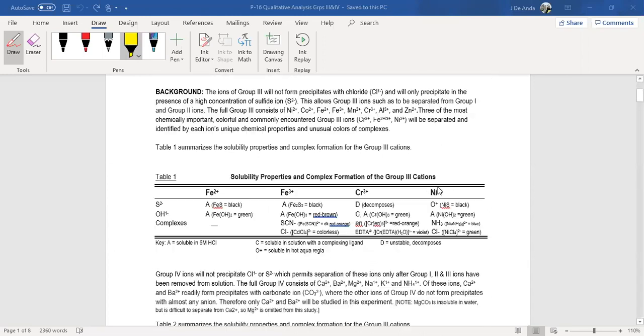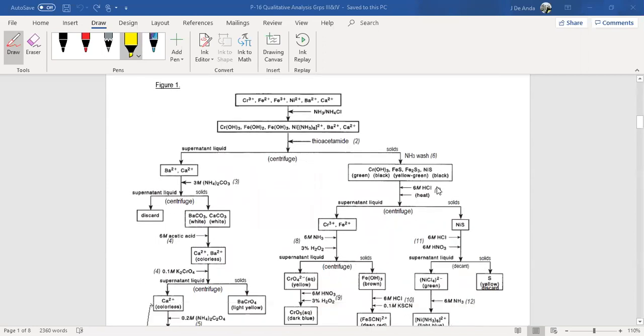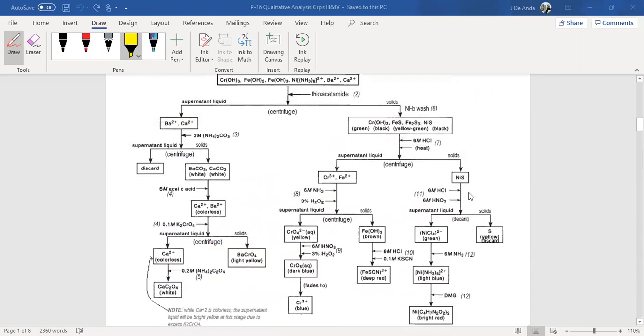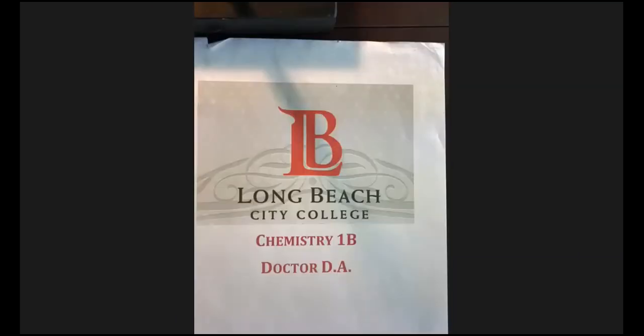Now for this particular experiment, we're going to be using two groups at the same time, groups 3 and 4. And because of that, the flow chart seems a little more complicated. You can see it here on this page. This is page 62. And it's more complicated essentially because you are tracking two threads here, two sets of ions. Group 3 here on the left, and group 4 here on the right, okay? So let's do this. Let's go to a piece of paper here so we can analyze this a little more thoroughly, all right?